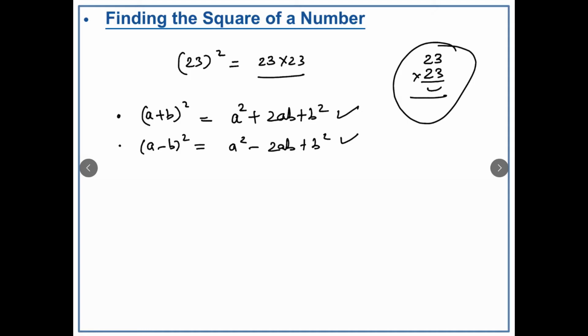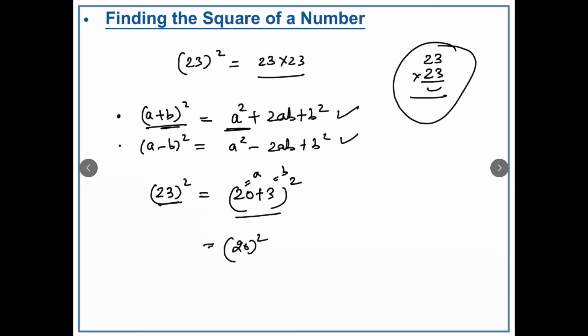Let's say this number is 23 and we are to find the square of this number. In order to convert this 23 into this form, we can write 23 as 20 plus 3, which is again 23 whole square. Now when you compare this 20 plus 3 with this formula, you will find that a here is 20 and b here is 3. So applying this identity, we have first a square, that means square of 20. Then we have 2ab, that is 2 multiplied by a, here 20, and b, here 3. Then we have b square, that means 3 square.